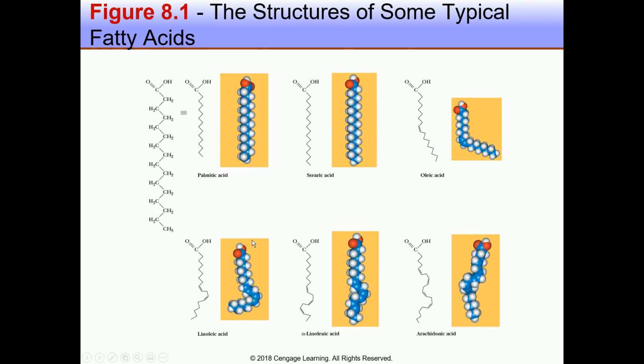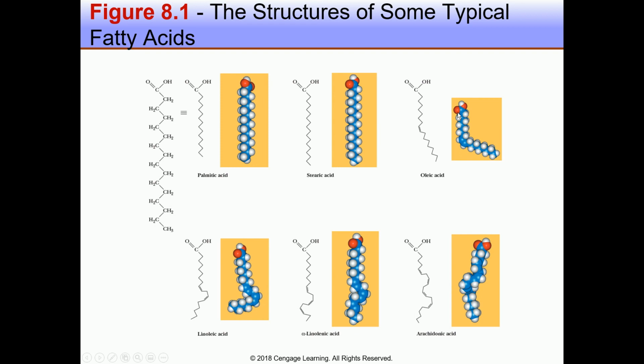So here are some examples. Palmitic acid. This is an example of a saturated fatty acid. In this, all the carbons are linked to each other by single bonds, and you can see how this structure is. And this is stearic acid. Here also all the carbons are linked to each other by single bonds. This is oleic acid. Here you can see there is a double bond. Because of the presence of the double bond, you can see how the structure of this fatty acid is. So there is a bend in the structure.